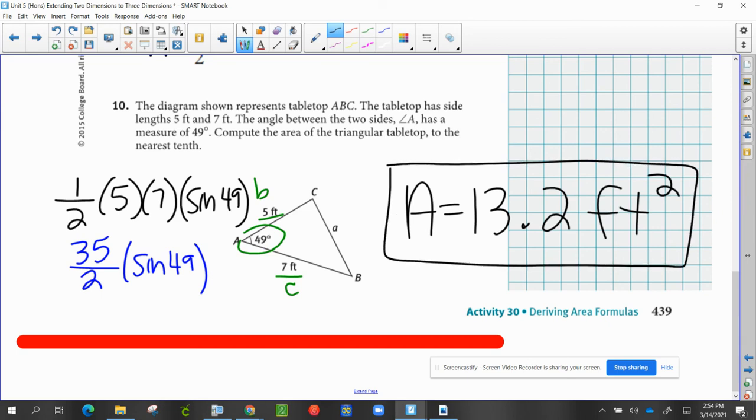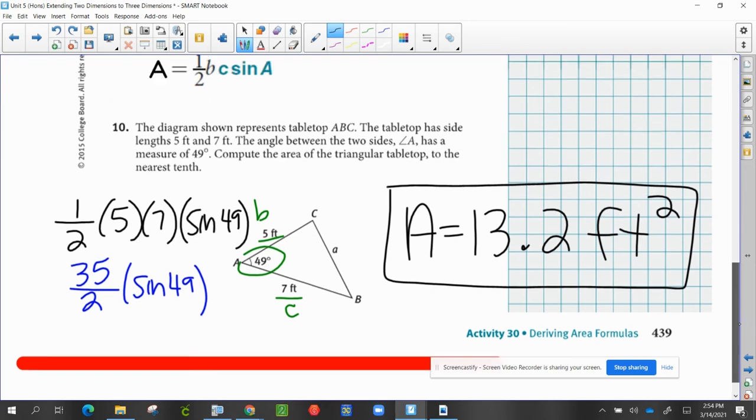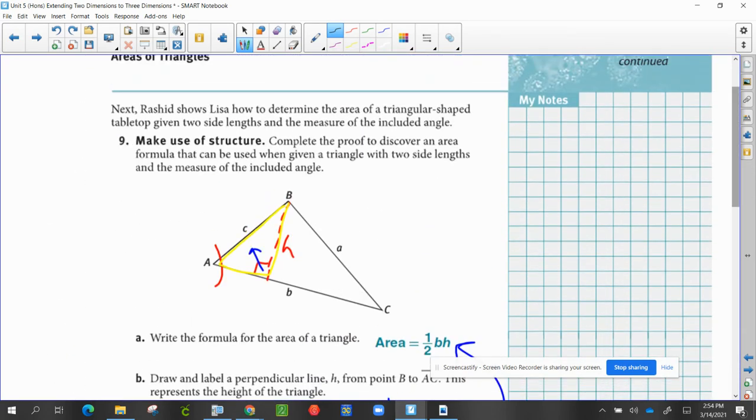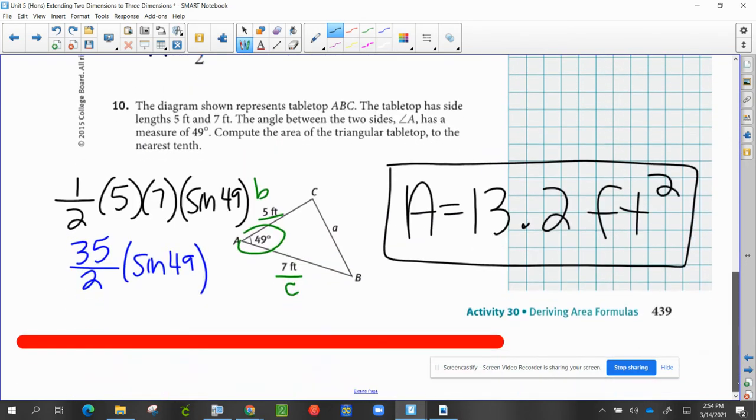So again, we only use this formula if we don't know the height. All we knew is two sides and an included angle. So this is for when you don't have a nice right triangle to find the height for. You can use this formula for it.